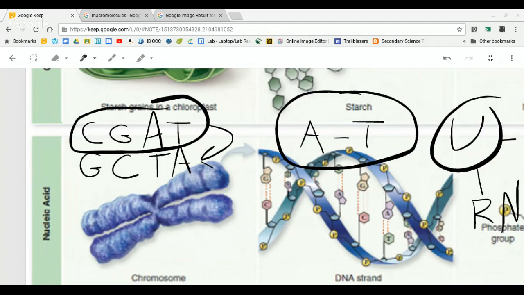Prokaryotes versus eukaryotes, we can do that in a second. Michael's asking about cellular respiration specifically, so I'll get to that in a second. Light dependent versus light independent reactions. Okay, so let's start with prokaryotes versus eukaryotes, and then I'll go to cellular respiration really quick.